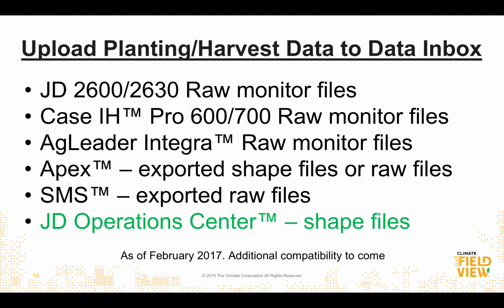So if you have data in any of the formats listed on this screen: John Deere 2600 or 2630 raw monitor files, Case IH Pro 600 or Pro 700 raw monitor files, Ag Leader Integra raw monitor files, Apex either shapefiles or raw files, SMS exported raw files, or we just recently added compatibility with John Deere Operations Center shapefiles. If your planting or harvest data is in any of these formats, you can, as of today, very easily take that data out of the system that it's in today and move it into the Climate FieldView platform for viewing, analysis, and all the other things that we can do on our side of the platform.